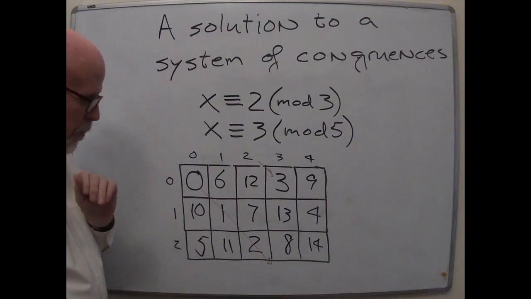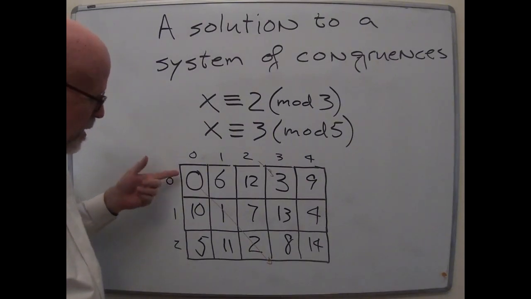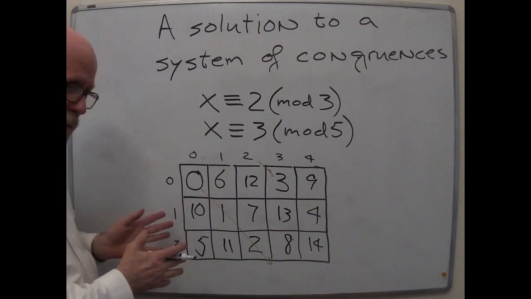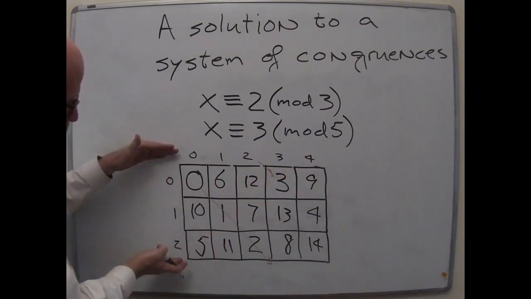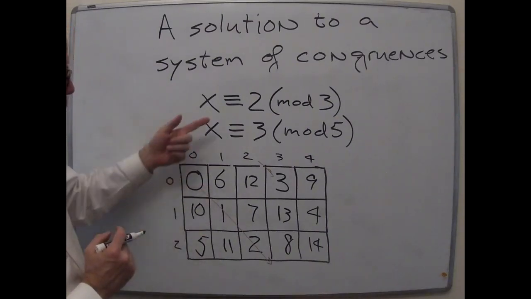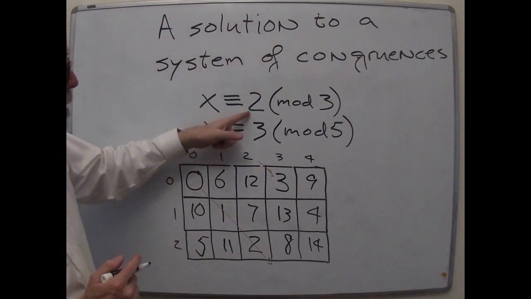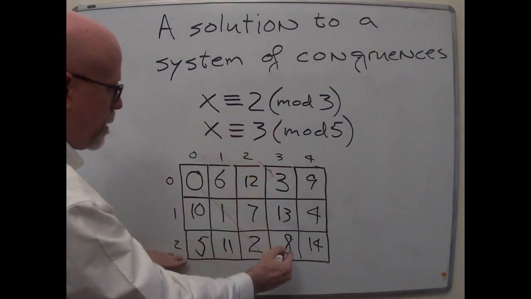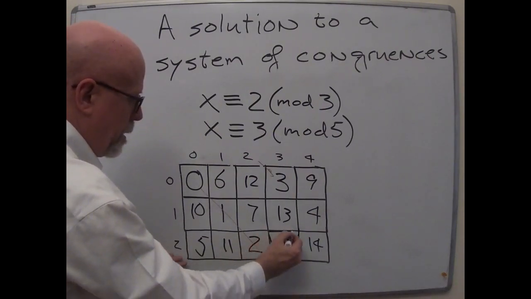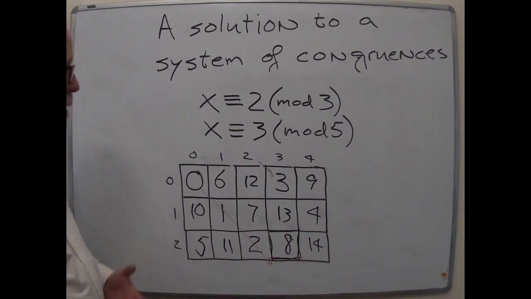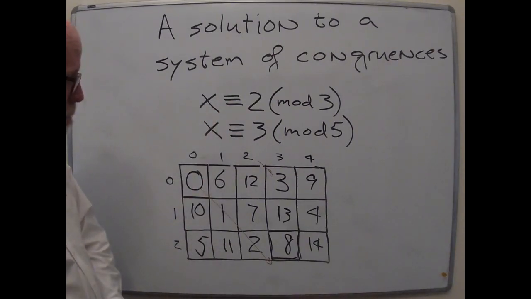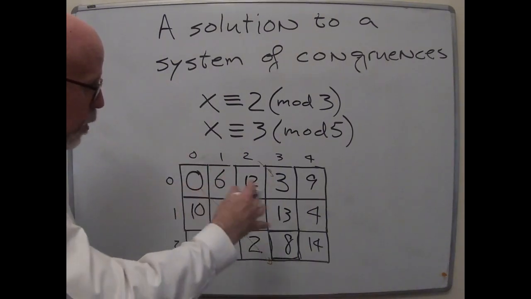So what I just did is write the numbers from 0 to 14 in a table so that you know what their values are, both mod 5 and mod 3. If you want to solve this, you just ask, where is the number that's in the third row and the fourth column? There it is, 8. So 8 is a simultaneous solution to something that's 2 mod 3 and 3 mod 5. Make sense?